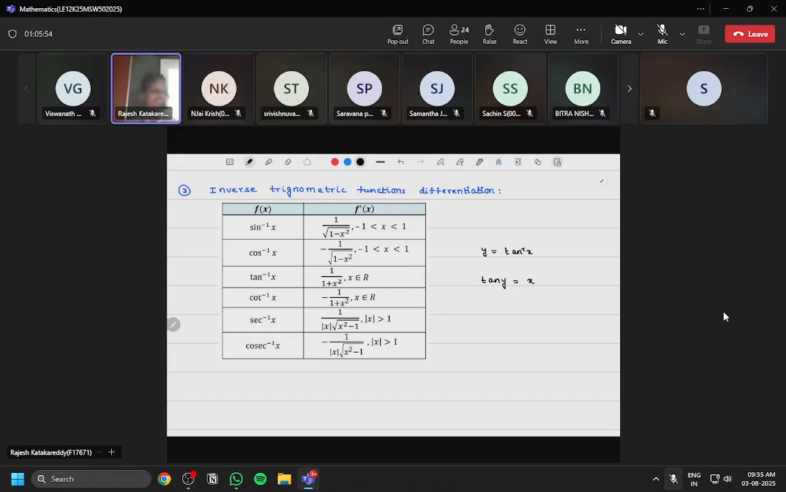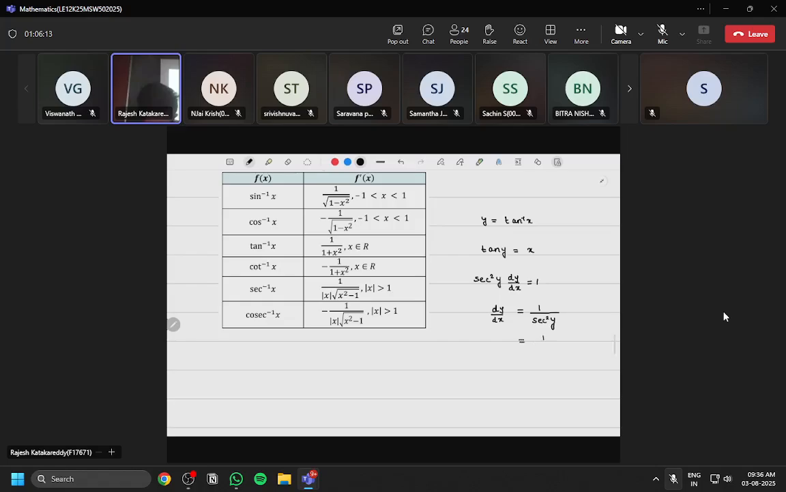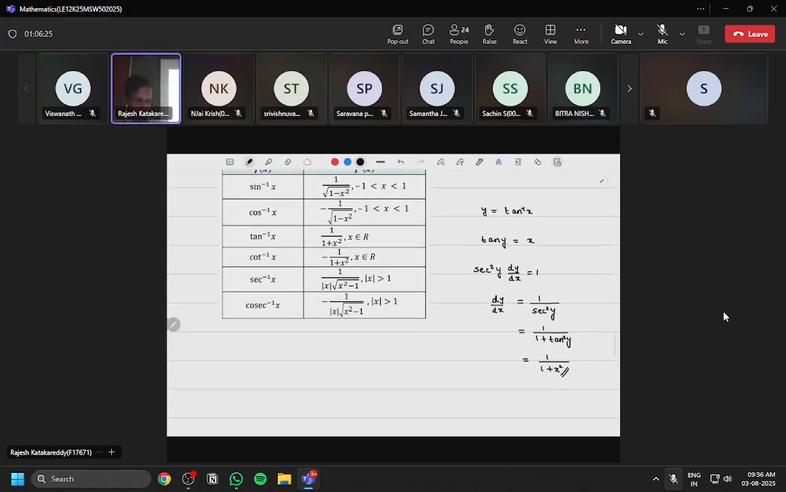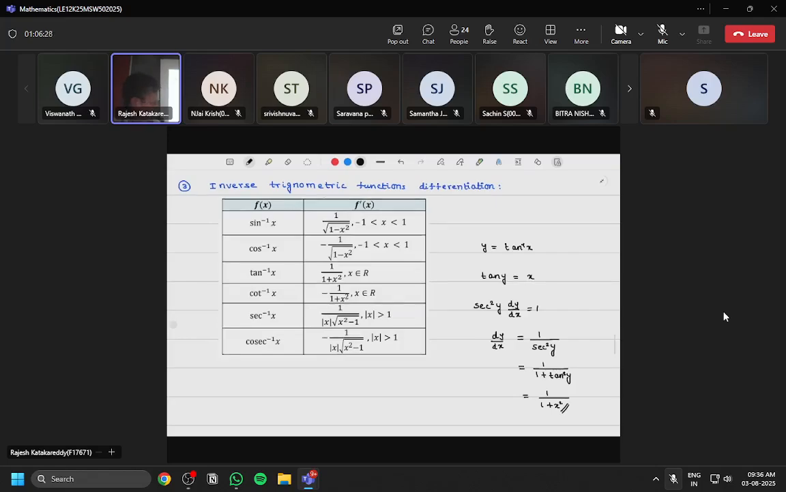Now differentiate with respect to x on both sides. Left hand side you will get secant square y into dy by dx is equal to 1. So dy by dx is equal to 1 by secant square y. Secant square is 1 plus tan square, so this is 1 by 1 plus tan square of y. I'll get 1 by 1 plus x square. This is how you can prove it, and why modulus came here: that is keeping the domain and range in consideration. We write modulus here.